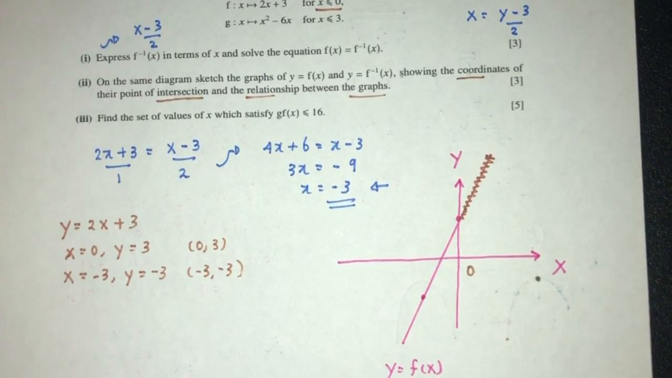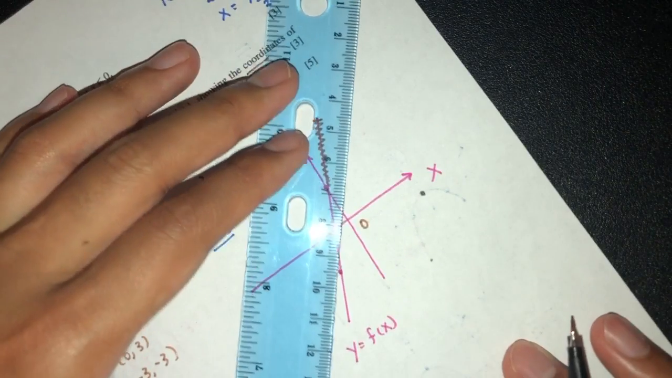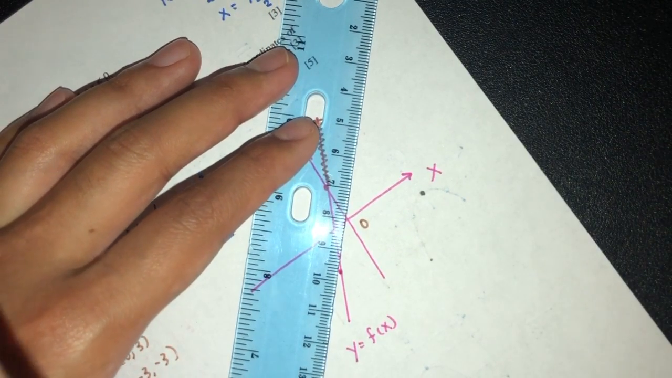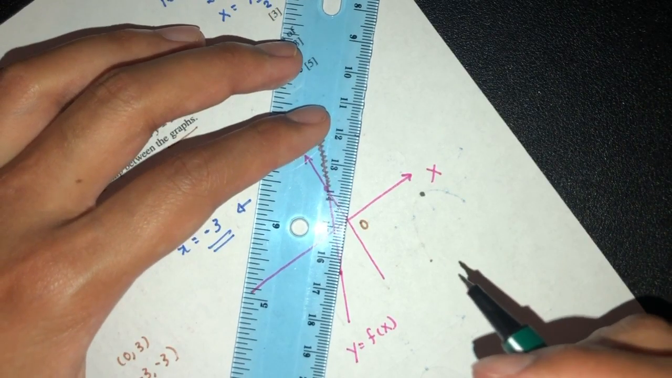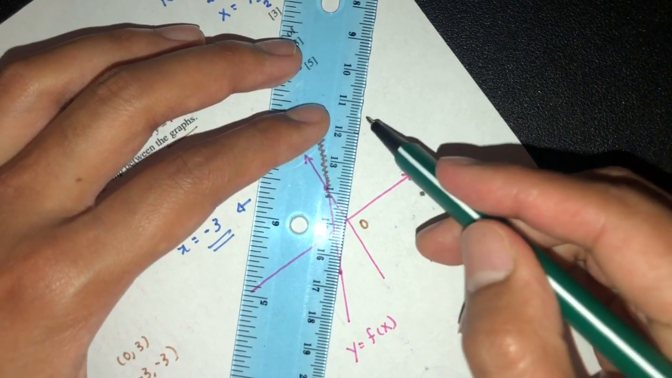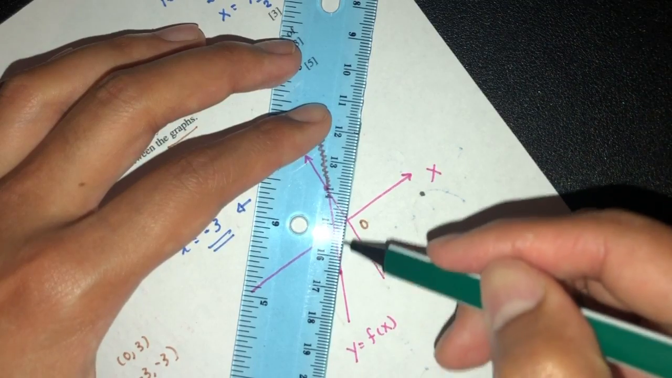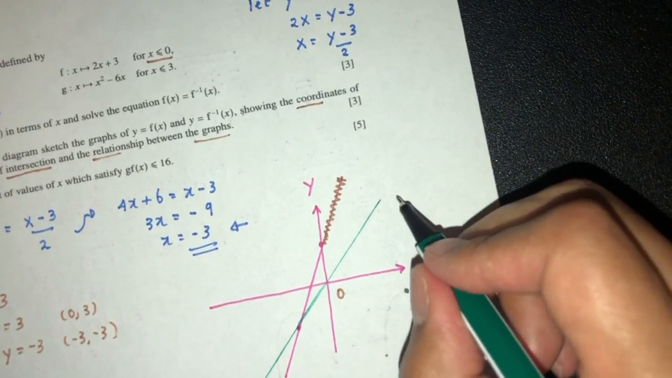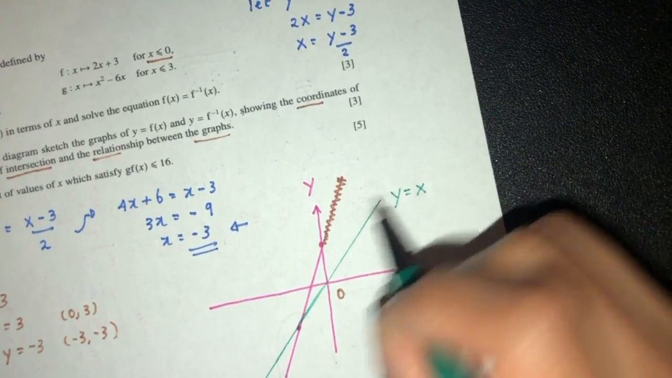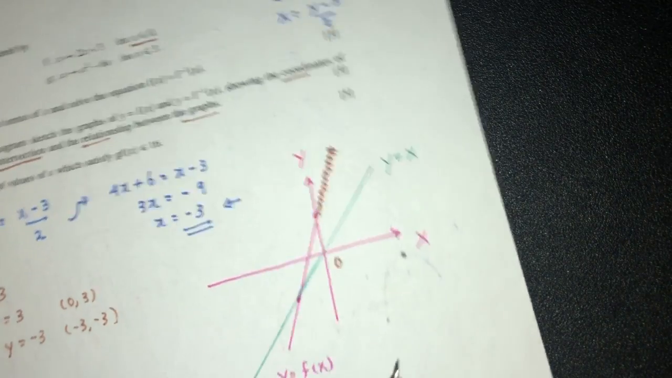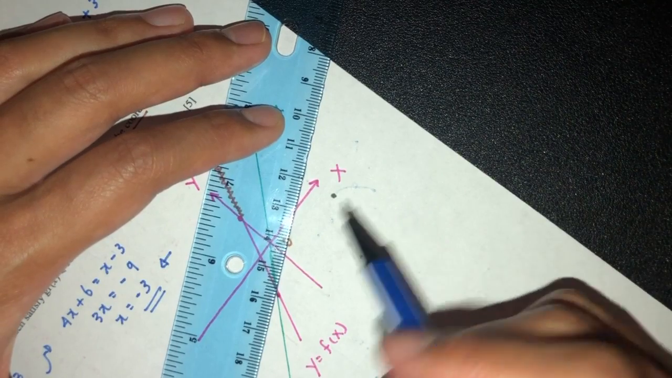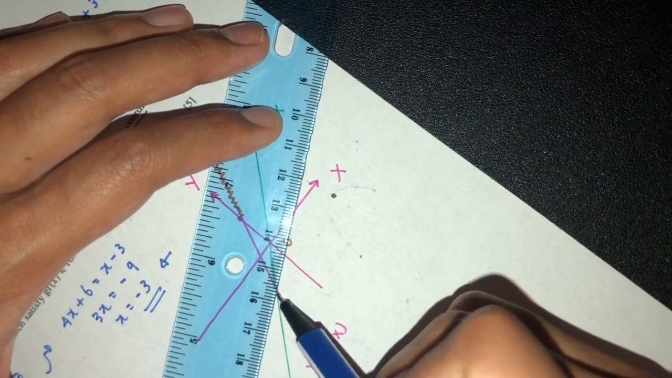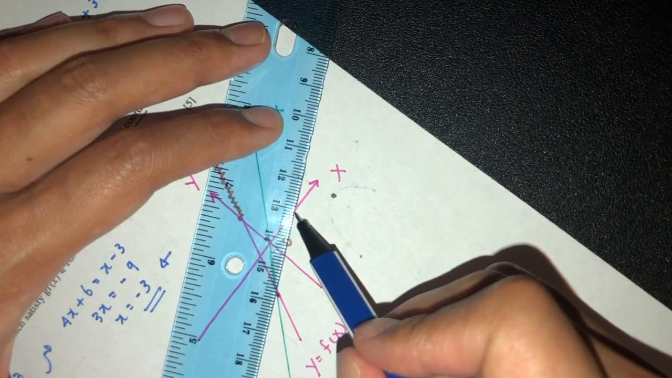Now same logic, we have to reflect on the line y equal to x, because f and f inverse have a relationship of reflection on the line y equal to x. So you have to show y equal to x as their relationship. Now we can obviously just do this. That should be the point of intersection somewhere over here.